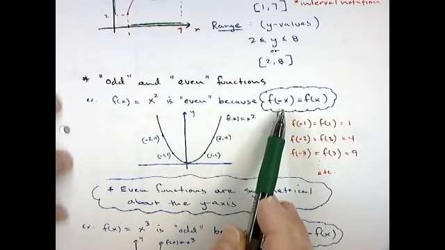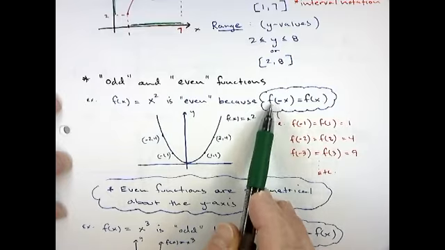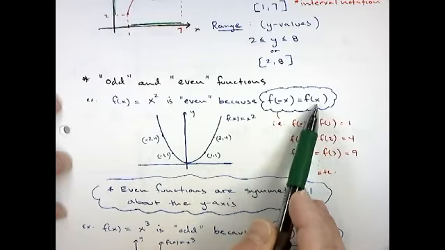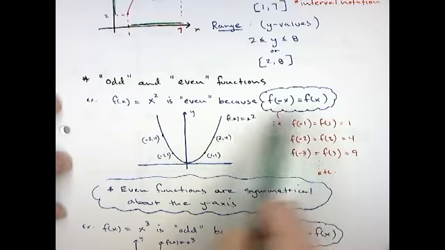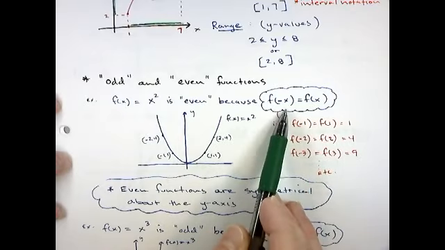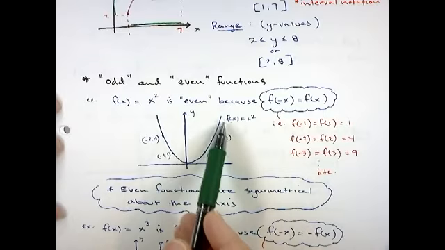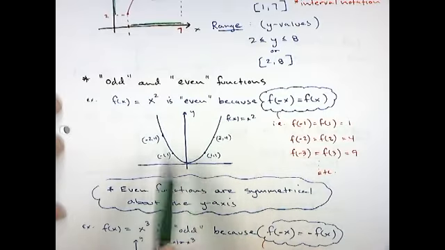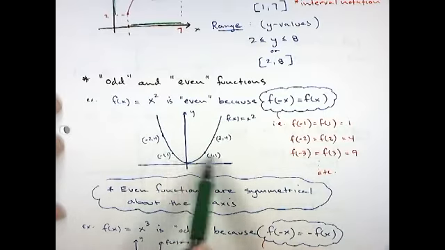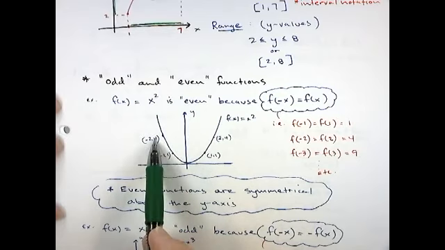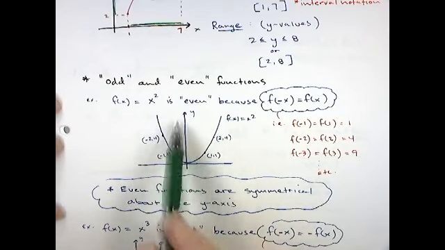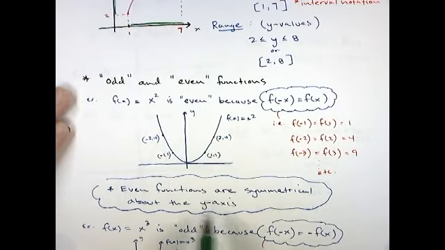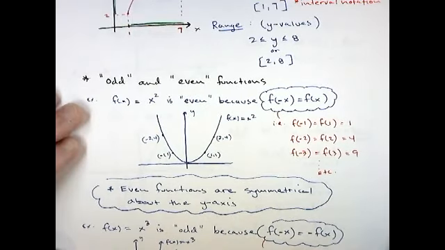So the definition of an even function is that f of -x always gives you the same as f of +x. That's how you tell if a function is even. Graphically, because you get the same y value for every x value and its negative counterpart, you're always going to get symmetry about the y-axis when you're looking at an even function.